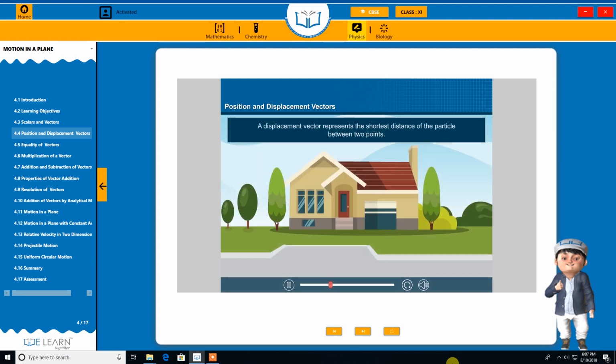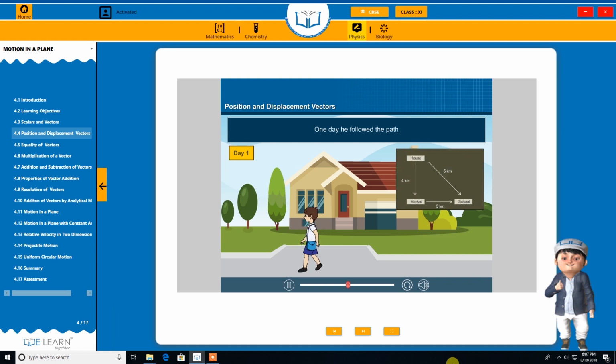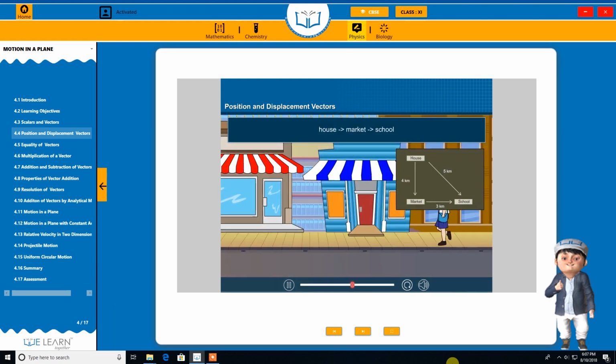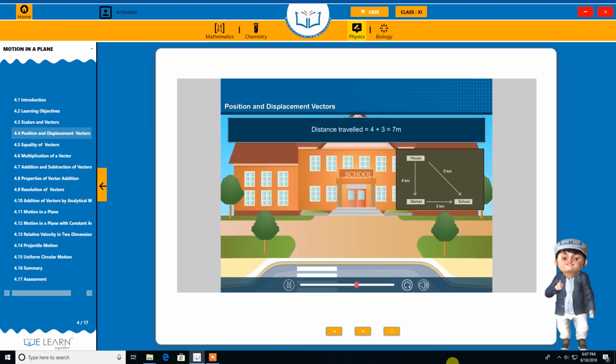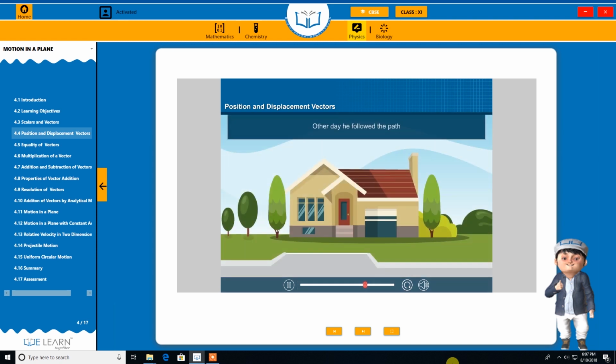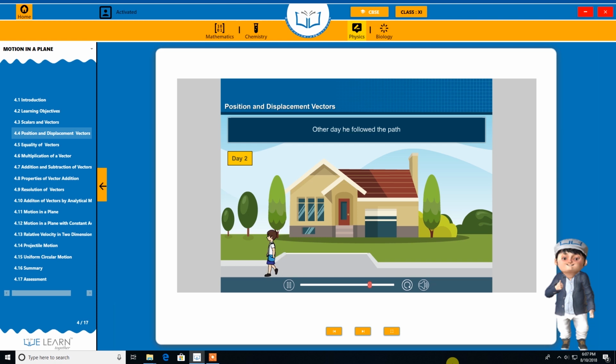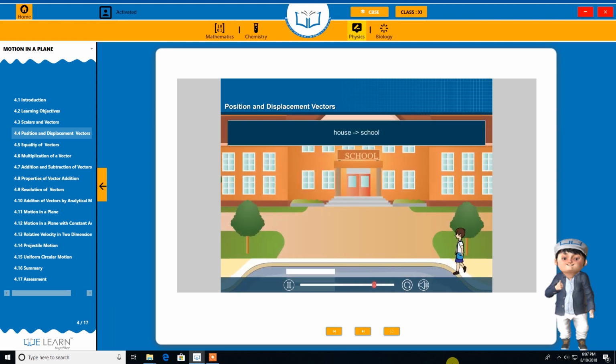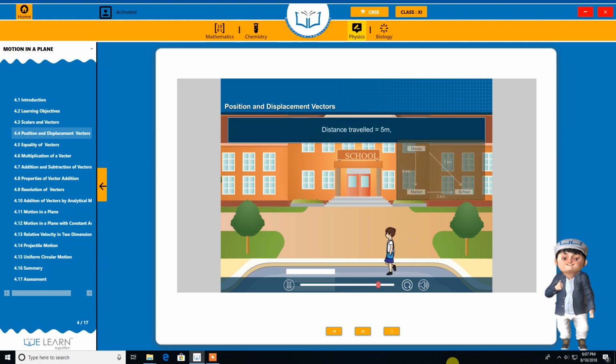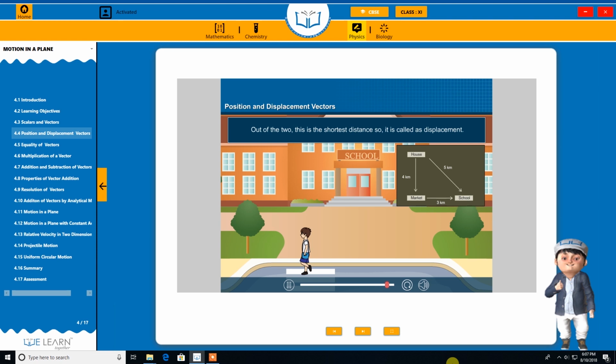A displacement vector represents the shortest distance of the particle between 2 points. For example, a boy walks from home to school. He has 2 paths to reach school. One day, he followed the path as house to market, then to school. The distance travelled is 4 plus 3 is equal to 7 meters. Another day he followed another path, as house to school. The distance travelled is 5 meters. Out of the two, this is the shortest distance, so it is called displacement.